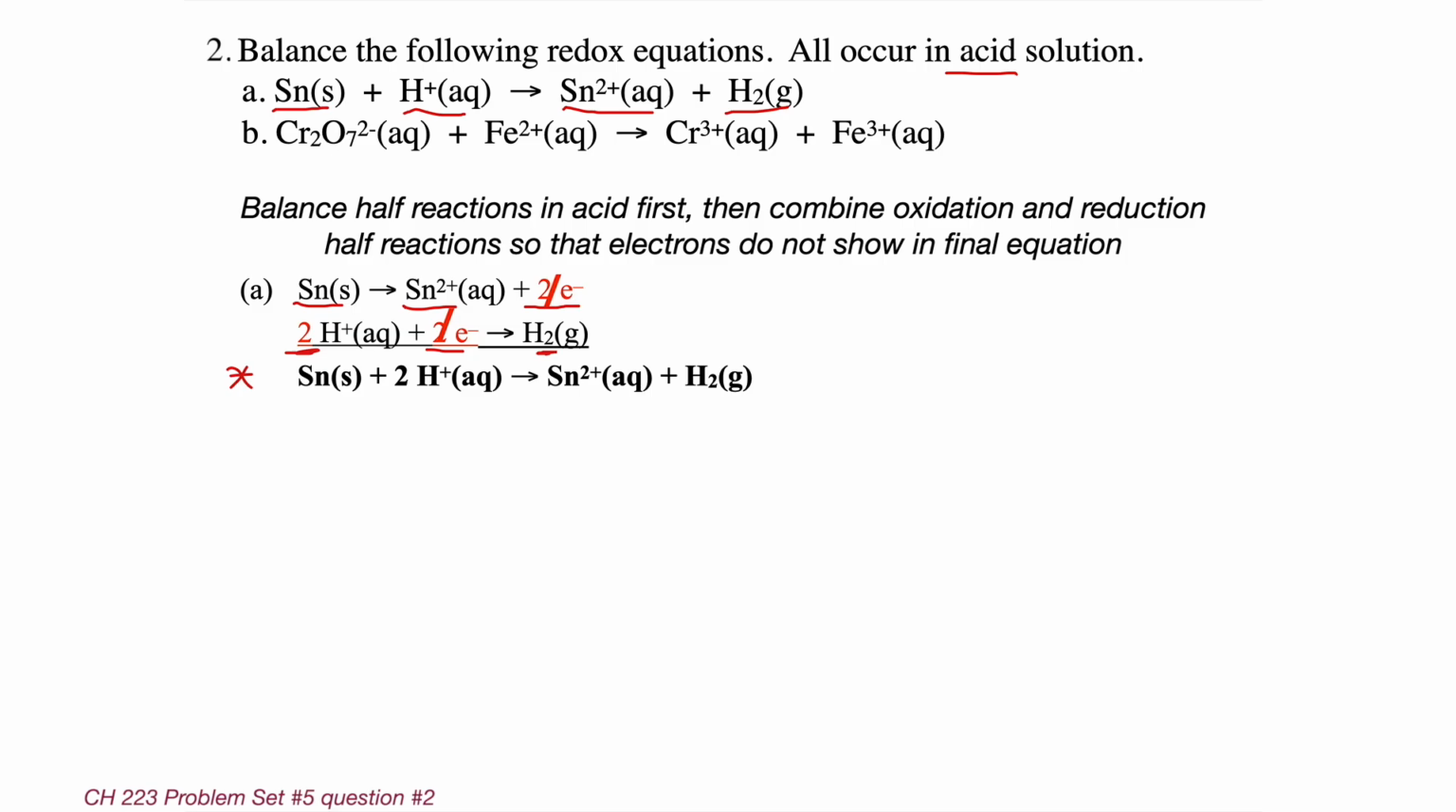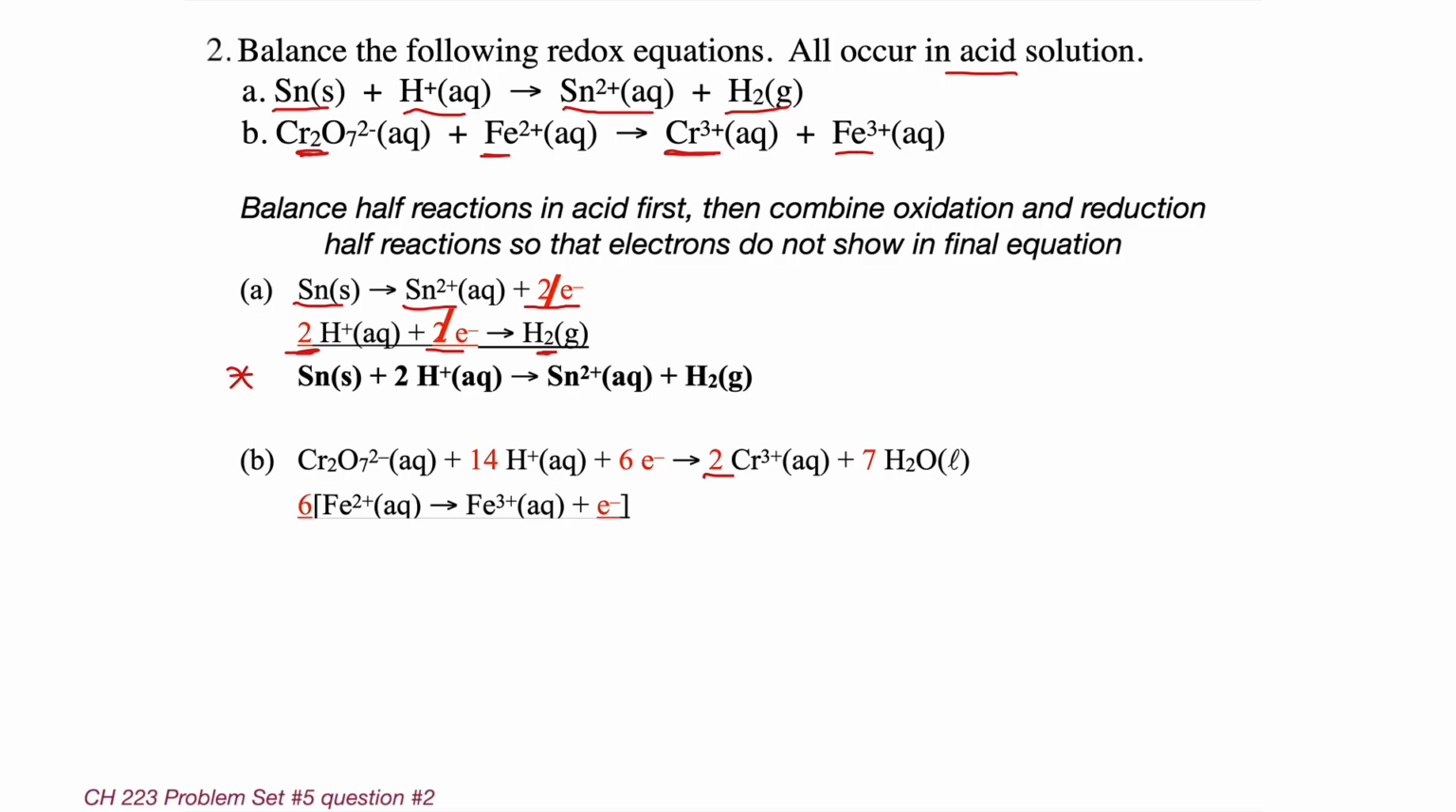Now for the second one, dichromate is Cr2O7 2 minus. And notice there how dichromate has a 2 by it, and chromium plus 3 is just 1. So when we balance the chromiums out, we're going to have to add a 2 to the chromium. The irons you don't have to balance out for mass, because 1 iron on the left, 1 iron on the right. That's no big deal. So let's start breaking them up.